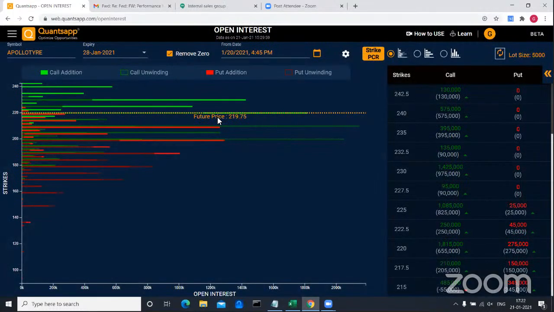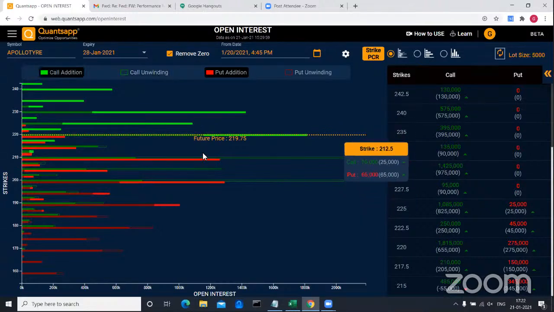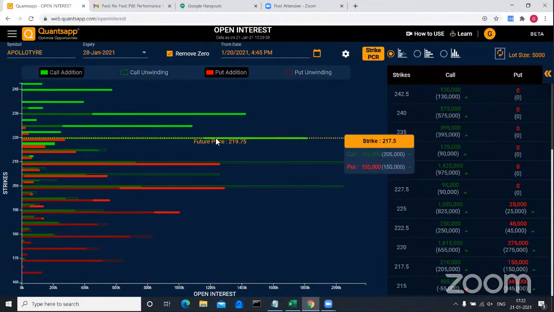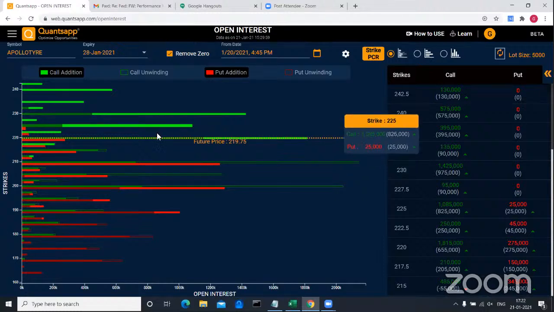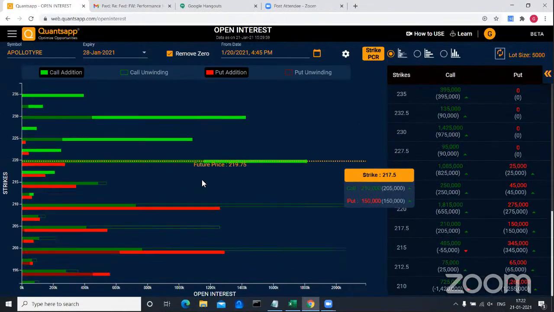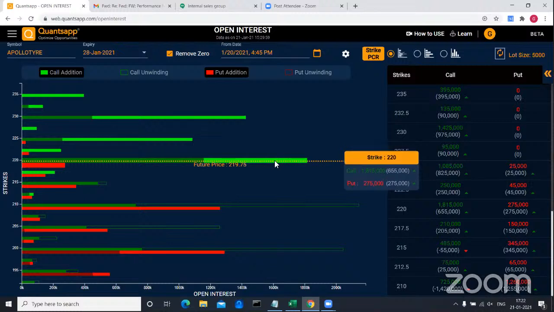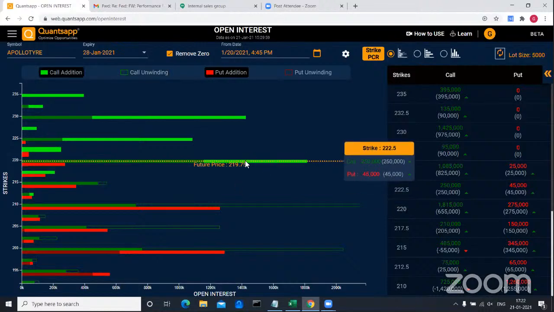the amount of call additions which has been seen here at the 215, 220 strike split. So this is how it helps you to gain an idea of where the future price is currently trading, where the highest call is standing, where the highest put is standing, and at what level how much increase or decrease is happening in the OI data.